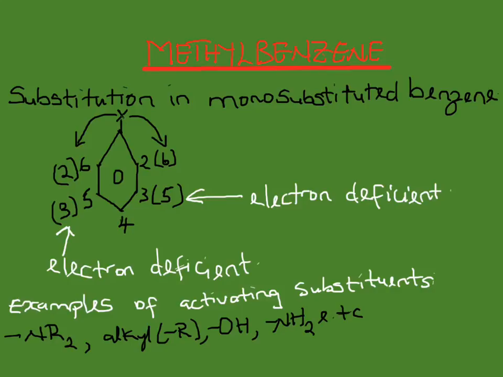Like you can see on your screen, the third and fifth positions are electron deficient. When an activating substituent or electron donating group is attached to a benzene ring, then further attachment takes place on the second or fourth positions on the benzene ring. Some examples of activating substituents are the amine group, the hydroxy group, the alkyl group, and so on.